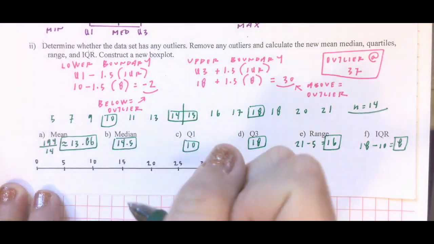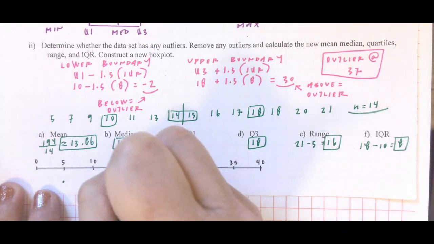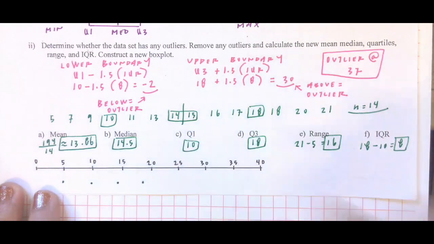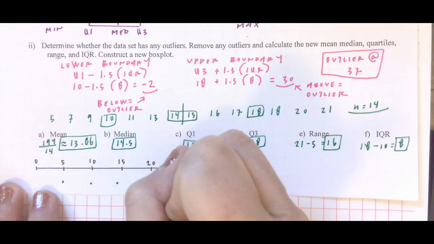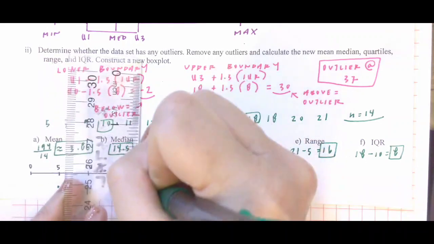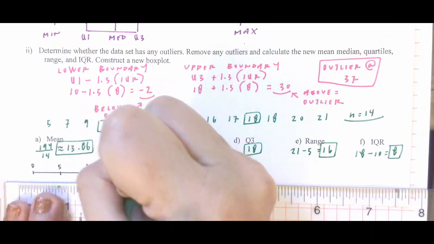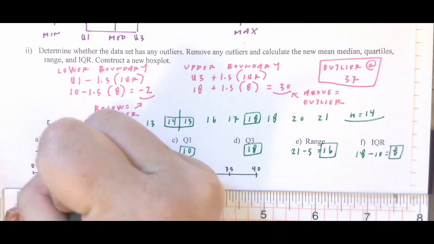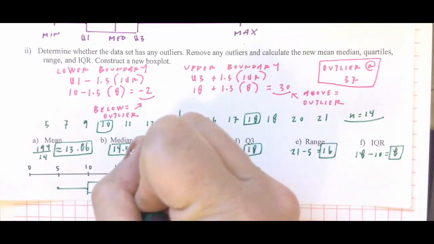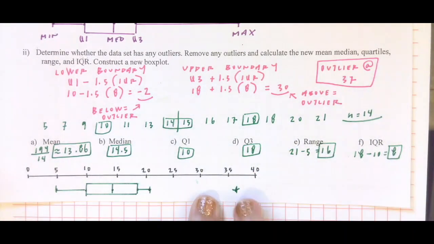So if I replot those points, I have a 5 for the min, I have a 10 for the Q1, I have a 14.5 for the median, I have an 18 for the Q3, and I have a 21 now for the max. So if I redraw it, there's my box. Here are my whiskers. Right, there's my median. Now we often use some sort of symbol to note that there was an outlier. So right here at 37, that was our outlier that we pulled.